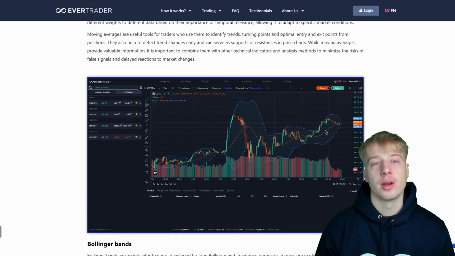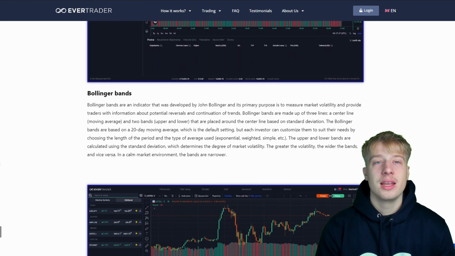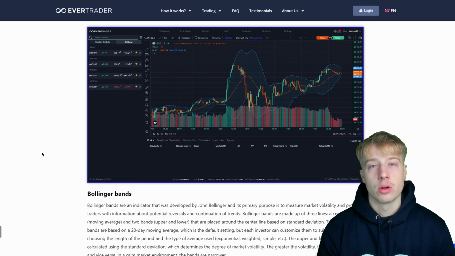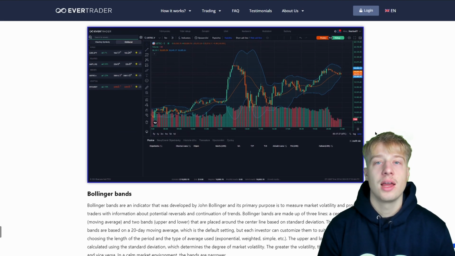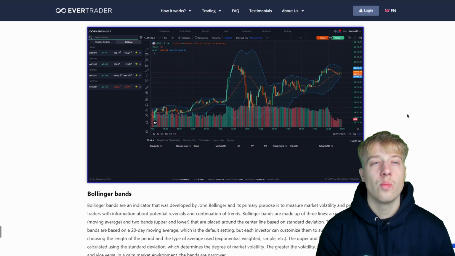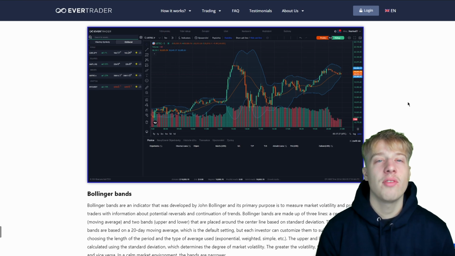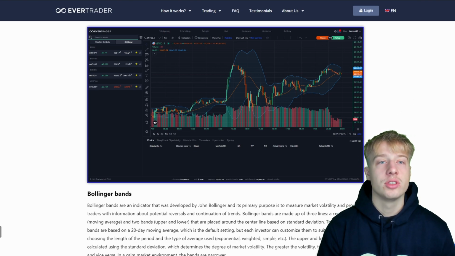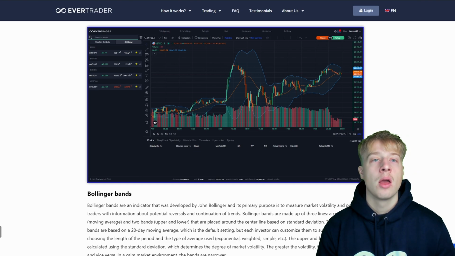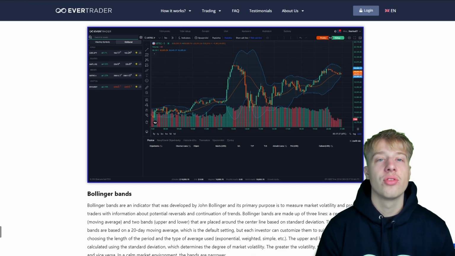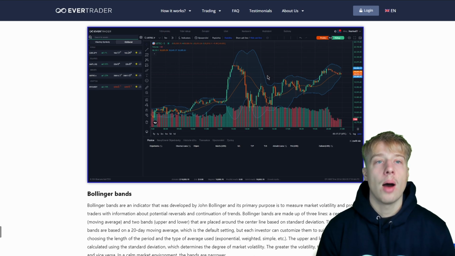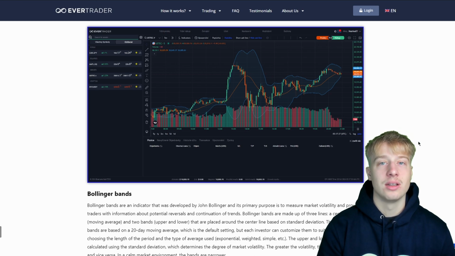Next up, we have Bollinger Bands. Bollinger Bands are an indicator that was developed by John Bollinger, surprise, surprise, and its primary purpose is to measure market volatility and provide traders with information about potential reversals and continuation of trends. Bollinger Bands are made up of 3 lines, a center line, which is a moving average, and 2 bands, upper and lower, that are placed around the center line based on standard deviation.